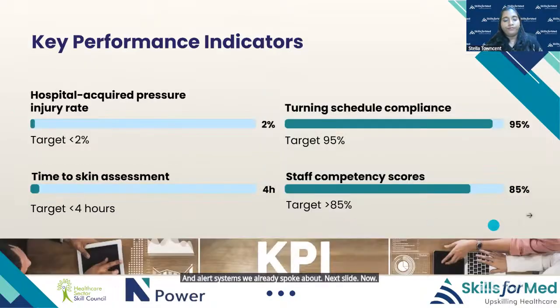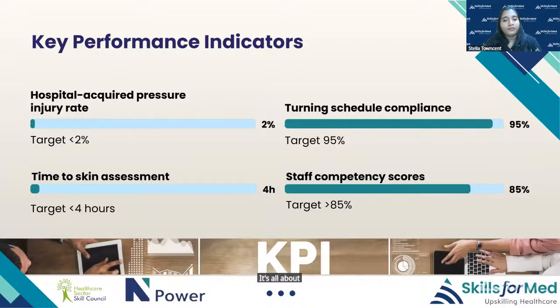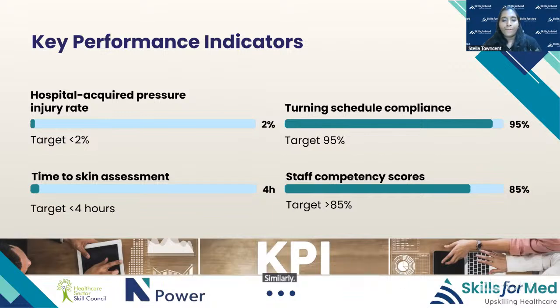Now, you need to monitor. NABH is insisting on KPIs. The 6th edition, it's all about KPIs. I'm sure many of you would have already started complaining about this, and clinical KPIs have also come. Every specialty doctor has to monitor. Similarly, the nursing KPIs are also in vogue. So here is the KPI for pressure ulcer.